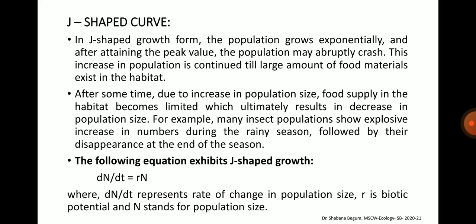Now let's learn more about the J-shaped curve. In J-shaped growth form, the population grows exponentially, and after attaining the peak value, the population may abruptly crash. This increase in population continues as long as large amounts of food materials exist in the habitat. After some time, due to increase in population size, food supply in the habitat becomes limited, which ultimately results in decrease in population size. For example, many insect populations show explosive increase in numbers during the rainy season, followed by their disappearance at the end of the season.